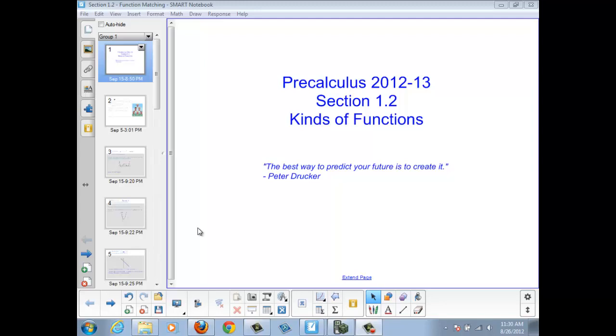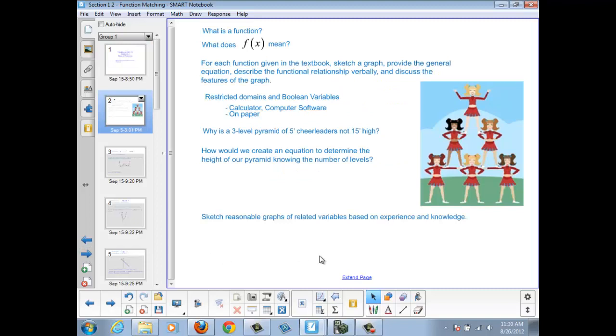To section 1.2, kinds of functions. The goals for this section include being able to define what a function is, working with function notation, the f of x notation, and for the functions given in the textbook, being able to sketch a graph or identify a graph, provide the general equation, describe the functional relationship verbally, and discuss the features of the graph.